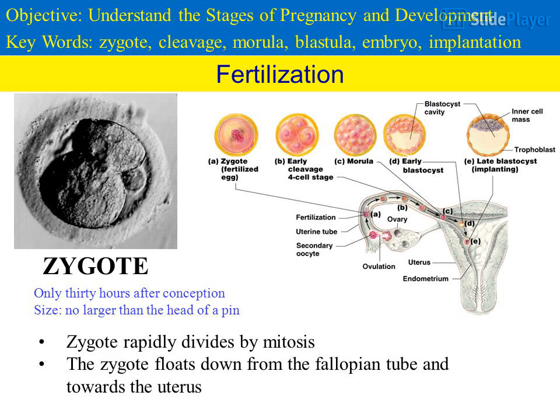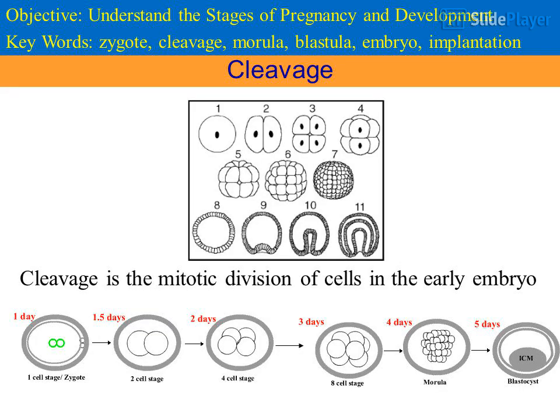Fertilization. Zygote. Only 30 hours after conception. Size: no larger than the head of a pin. The zygote rapidly divides by mitosis. The zygote floats down from the fallopian tube and towards the uterus. Cleavage. Cleavage is the mitotic division of cells in the early embryo.